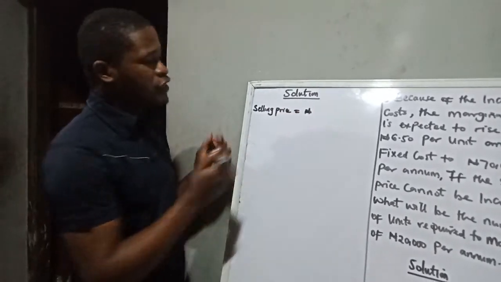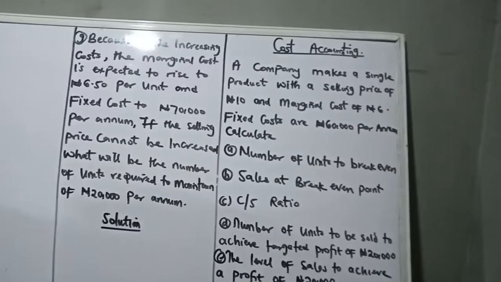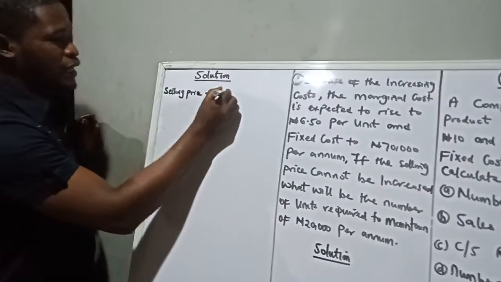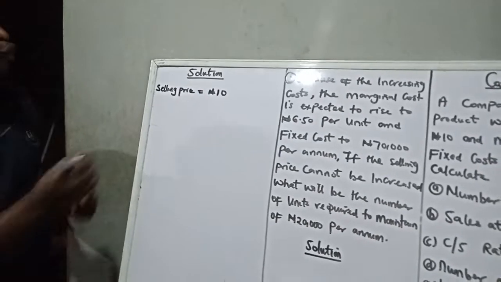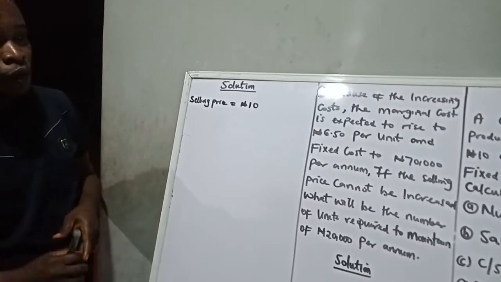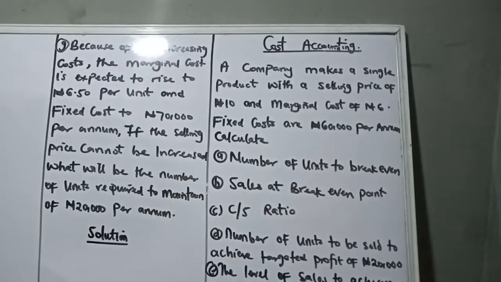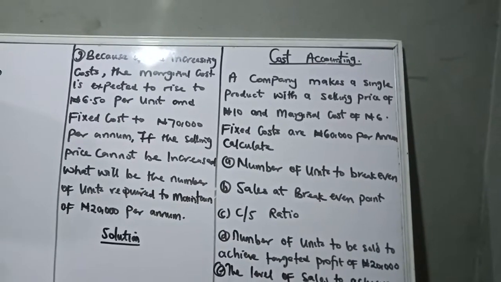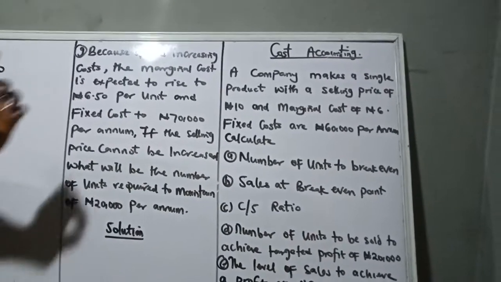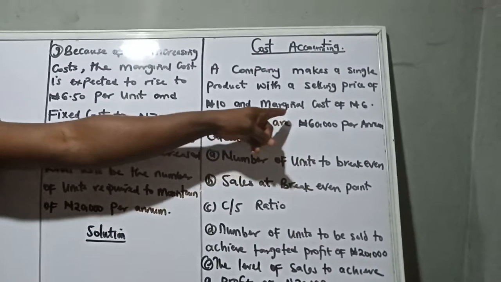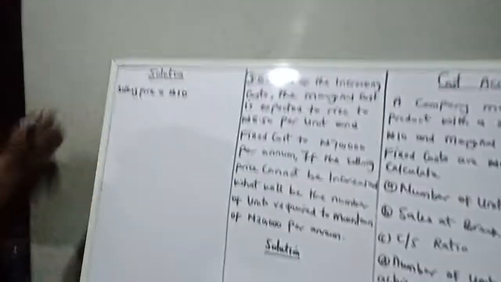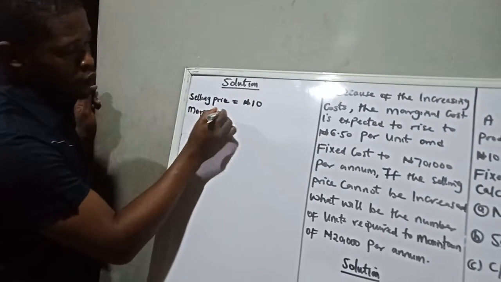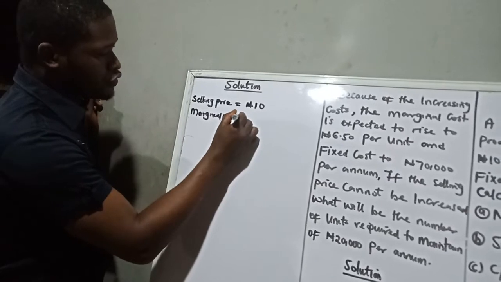Selling price. Let's check the question. The selling price is given as 10 naira. This is the selling price. You bring it here, 10 naira. The next thing you look for is your variable cost. Is it given as a single figure, or do you have the elements of material, labor and overhead? No, it is given as a single figure, and the marginal cost, another name for variable cost, is 6 naira.